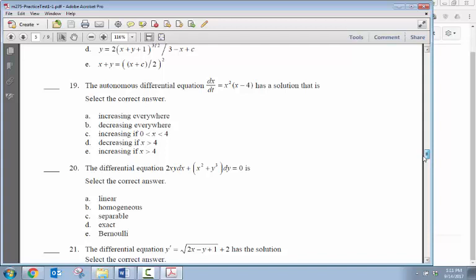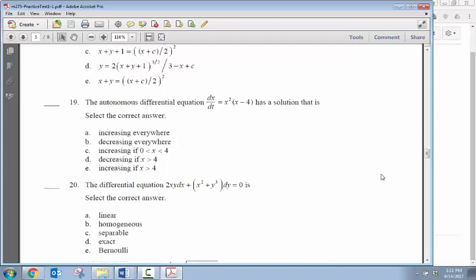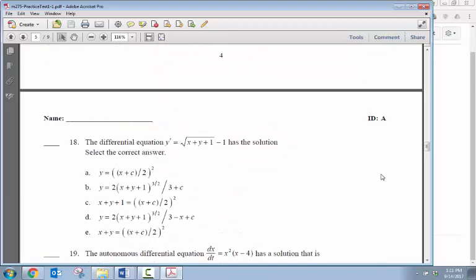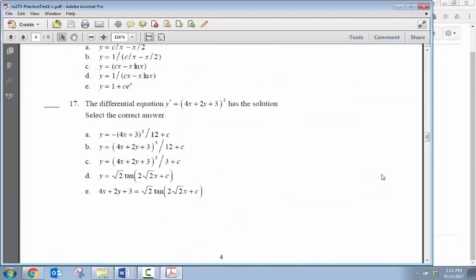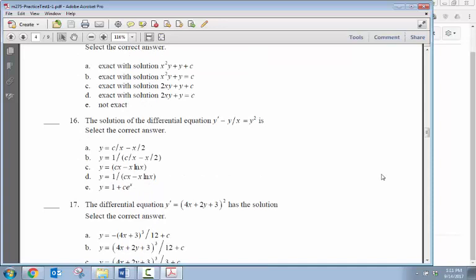What's a Bernoulli equation? dy/dx plus P(x)y equals some function of x times y to the n, or some power. That was the u equals y to the 1 minus n substitution. Like maybe this one? Yeah, that looks like one. All right, let's do that.